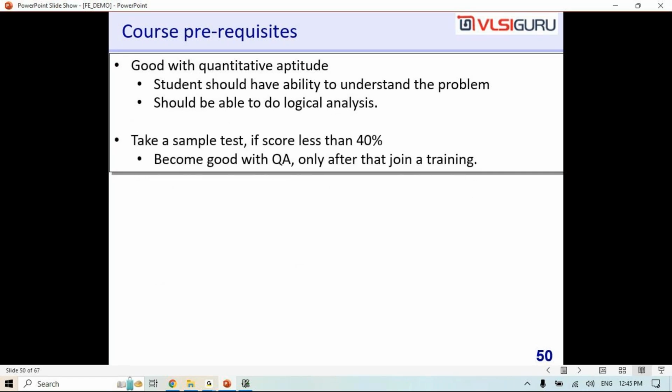Other than that, you should have willingness to learn. Two things: quantitative aptitude and attitude. Attitude is that positive attitude: what am I going to learn today? How can I become an expert in this subject? That should drive your whole preparation.